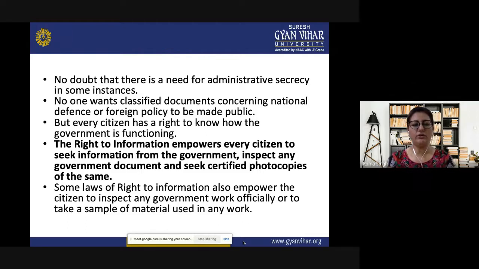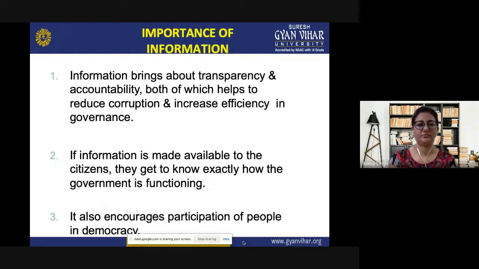So the right to information empowers every citizen to seek information from the government, inspect any government document, and seek certified photocopies of the same. So they can have the proof for that also. Some laws of right to information also empower the citizen to inspect any government work officially or to take a sample of material used in any work.